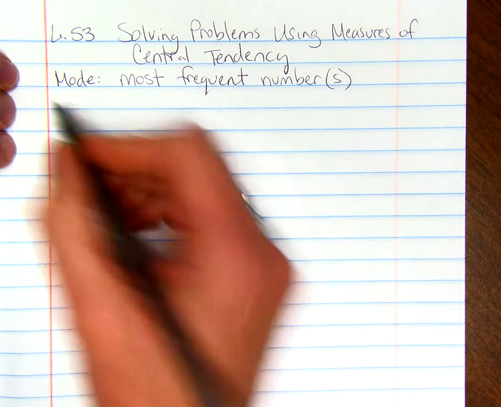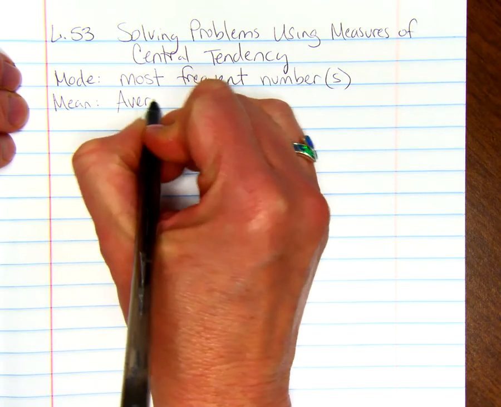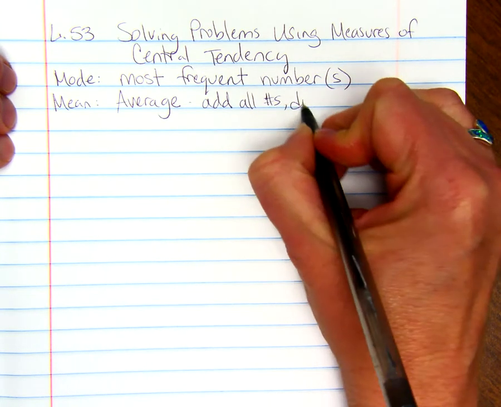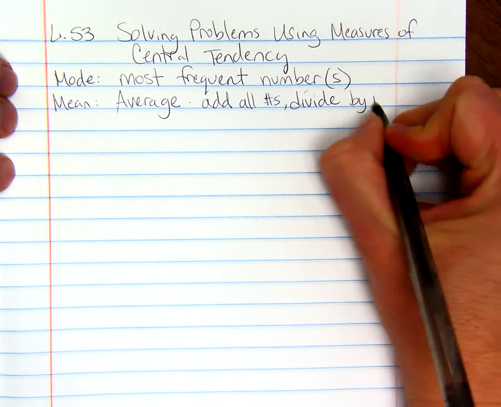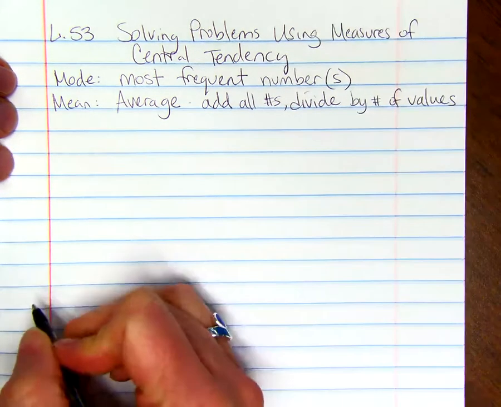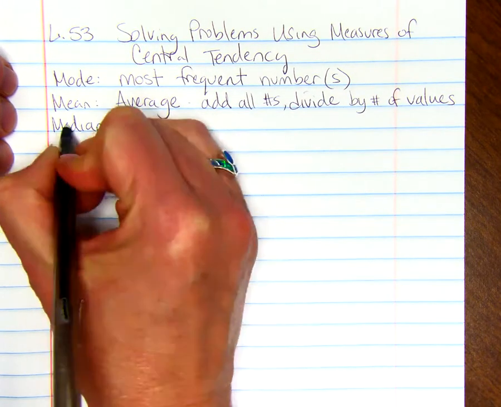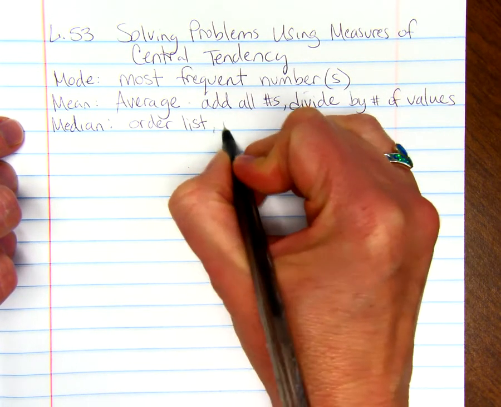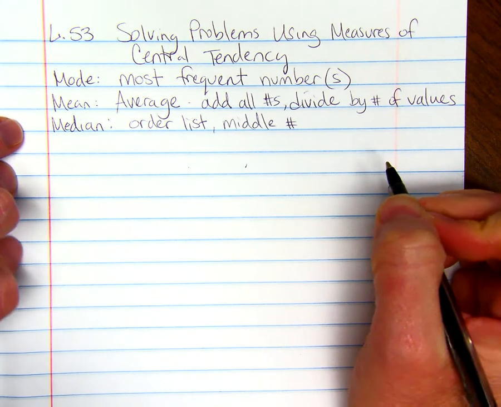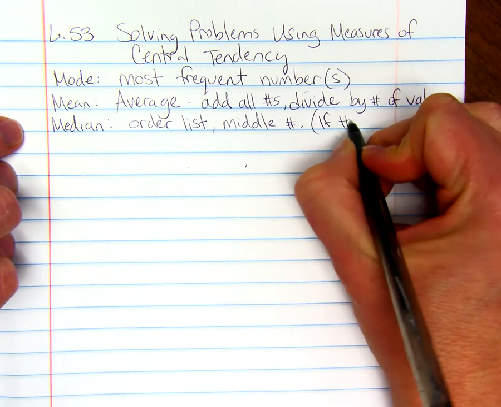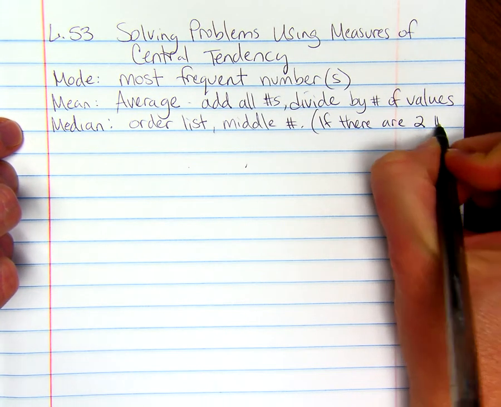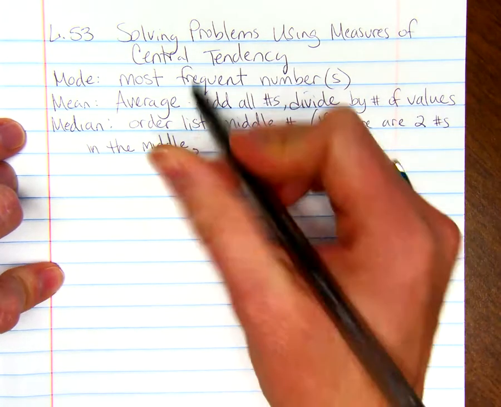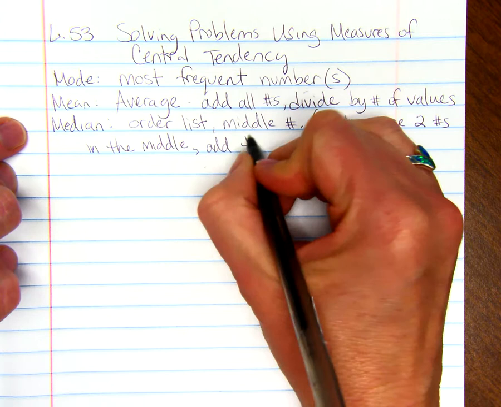The mean is another word for average. That's the one where you have to add all the numbers and then divide by how many numbers you have, or the number of values that you have. The median is where you have to make a list in order. So make an ordered list and you take the middle number. If there are two numbers in the middle, you have to take the mean of those two numbers. So you add them and then divide by 2.